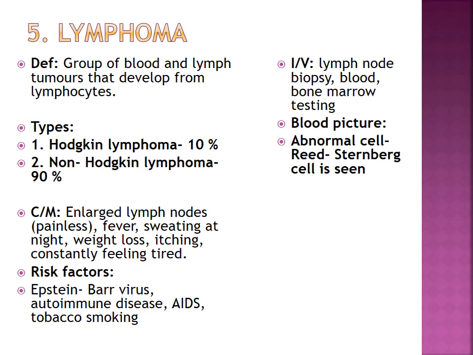Lymphoma is a group of blood and lymph tumors that develop from lymphocytes. There are two types: Hodgkin lymphoma, almost 10% of cases, and non-Hodgkin lymphoma, 90% of cases. Clinically: enlarged painless lymph nodes, fever, night sweats, weight loss, itching, constantly feeling tired. Risk factors can be Epstein-Barr virus infection, autoimmune disease, AIDS, tobacco smoking. Investigations: lymph node biopsy, blood and bone marrow testing can be done. In blood and bone marrow you can see abnormal cells, Reed-Sternberg cells, seen in lymphoma.